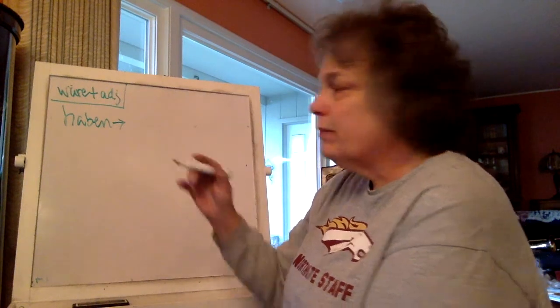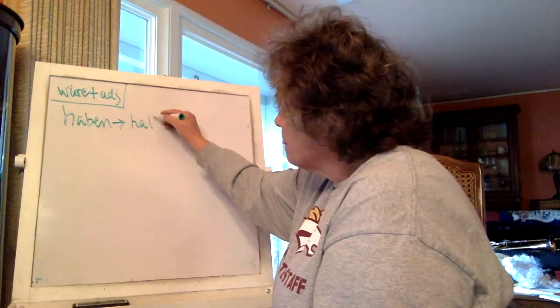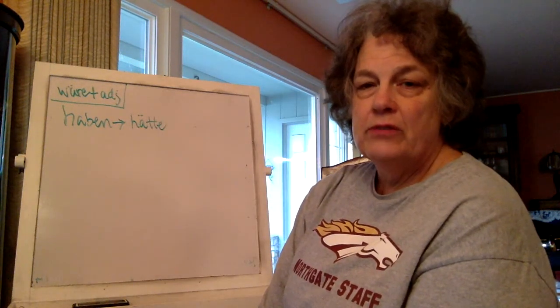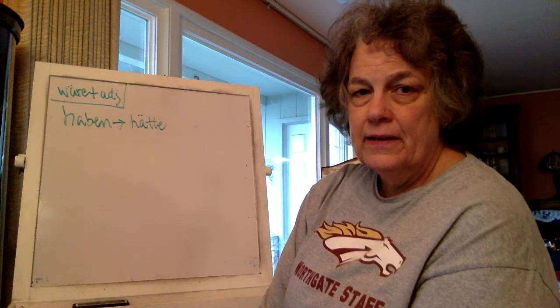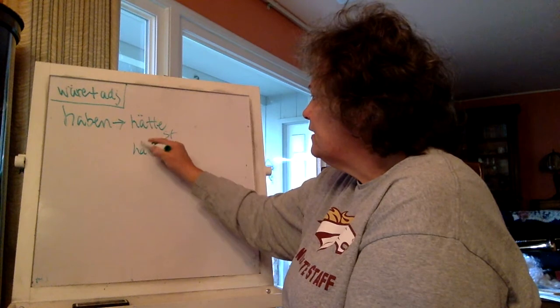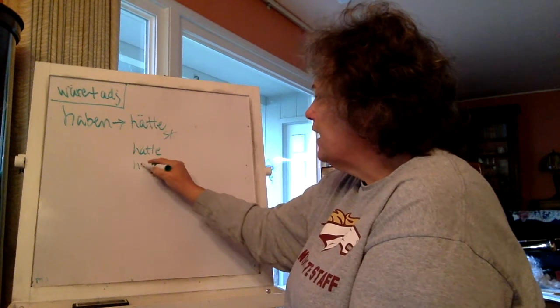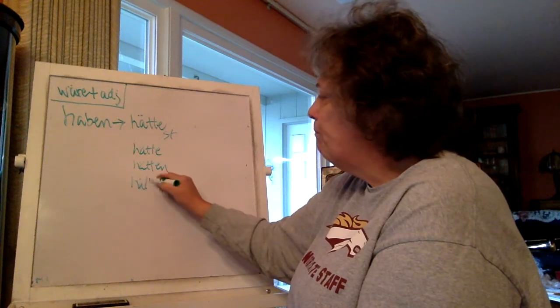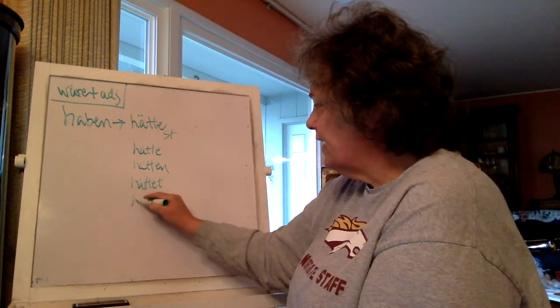We're going to take the simple past of hatte and add the umlaut. Okay? So the subjunctive of haben is hätte. And then it goes down. Hättest, hätte, wir hätten, ihr hättet, excuse me, and sie hätten.